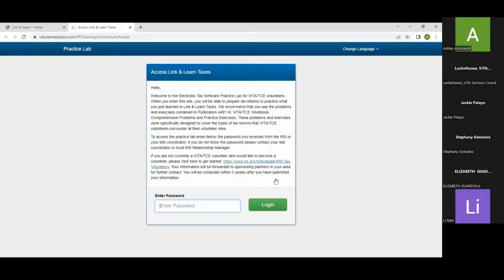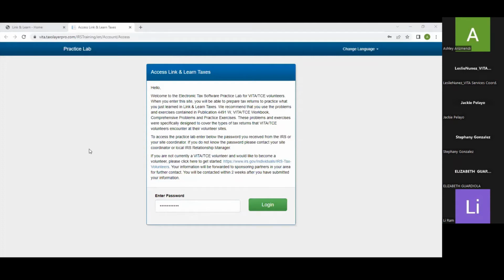And then it'll give you this. Your password is going to be all capitalized: Train Pro Web. TRAIN, PRO, WEB. I put the password in the chat. It's all caps, Train Pro Web. Yeah, this one right here is the password.